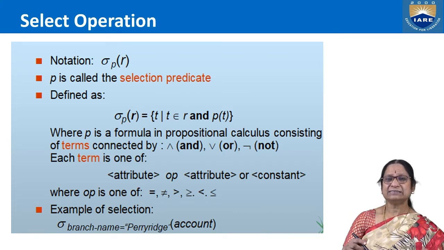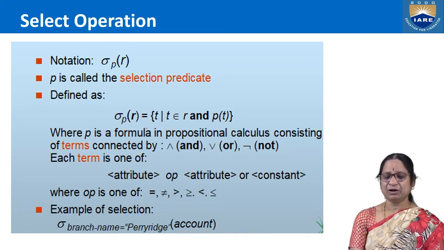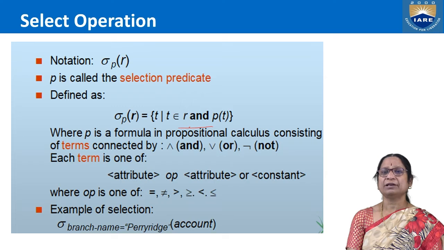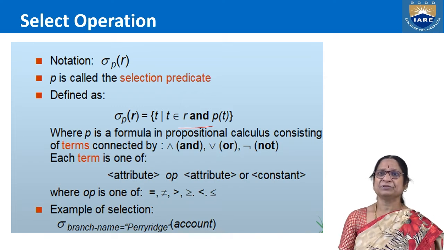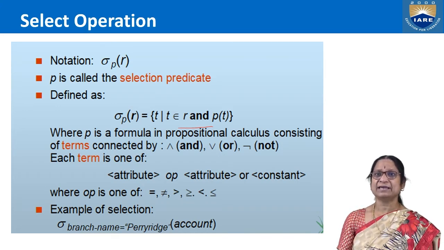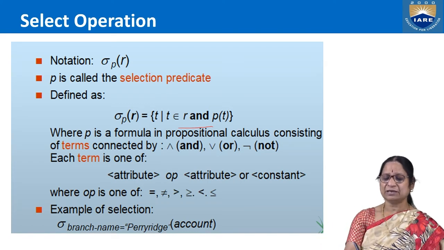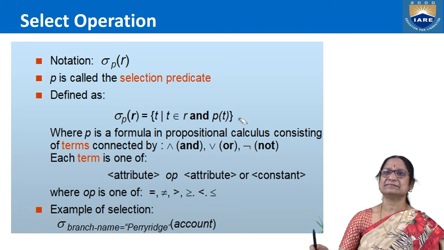So this select operator is defined as mathematical notation. We are writing sigma of R with P is equal to the set of tuples T such that T belongs to R and P of T. That means wherever the predicate P is satisfied in the input relation R, all those tuples are going to be listed as a set of all tuples.